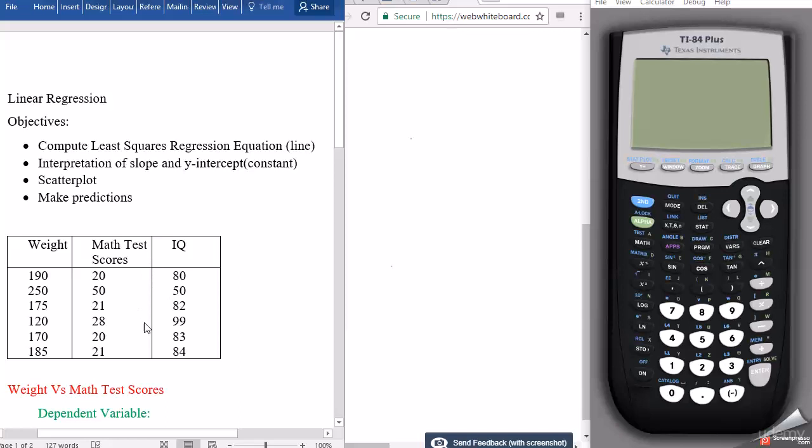So if you look at this table, we have three variables. We're going to find the equation using any two combination of variables. So we have weight, we have math test scores, and IQ. We're going to enter these variables in our TI-84 plus and then run the equation, run the analysis.